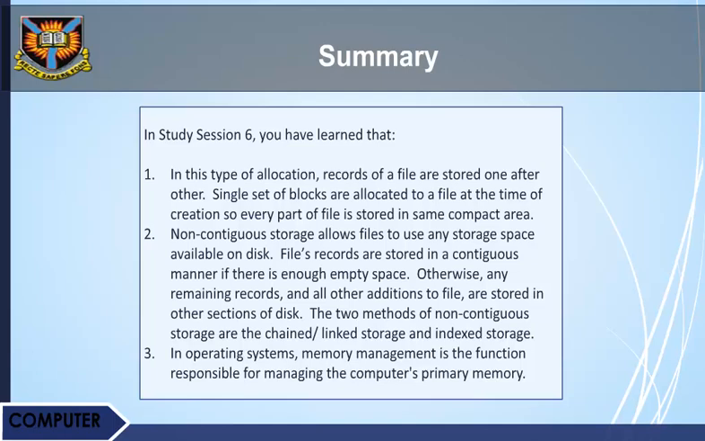2. Non-contiguous storage allows files to use any storage space available on disk. A file's records are stored in a contiguous manner if there is enough empty space. Otherwise, any remaining records and all other additions to the file are stored in other sections of the disk. The two methods of non-contiguous storage are chained, or linked, storage and indexed storage. 3. In operating systems, memory management is the function responsible for managing the computer's primary memory. This is the end of study section 6.